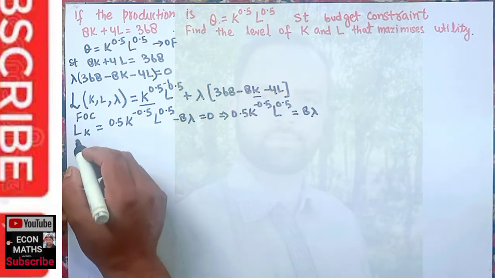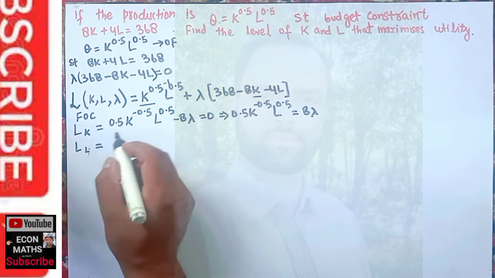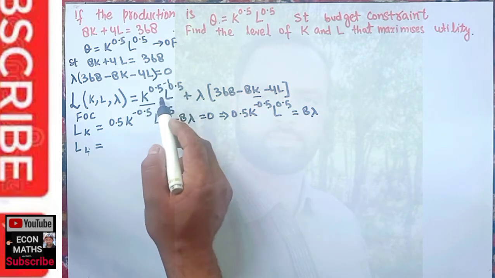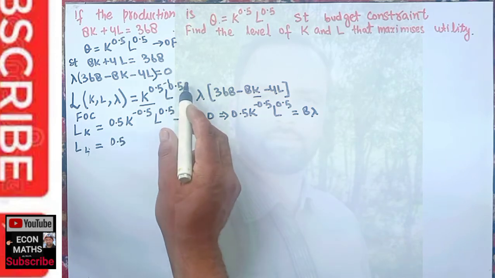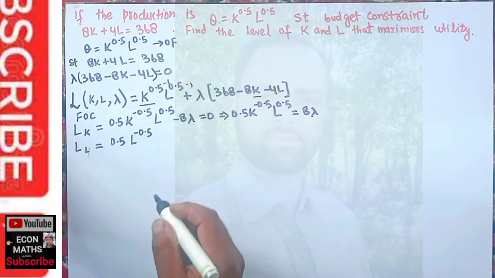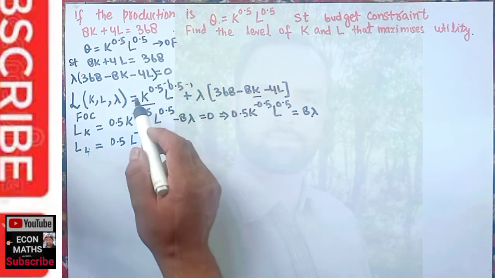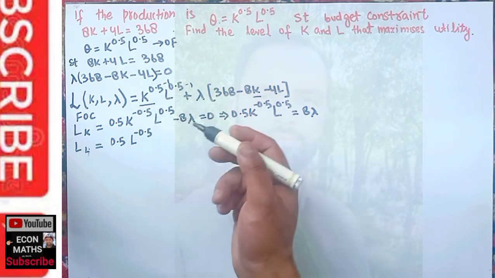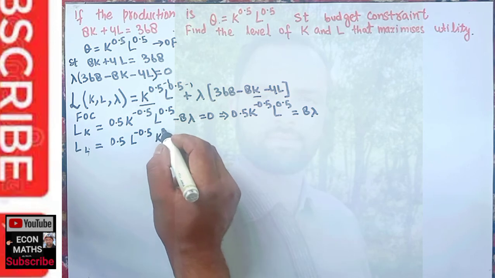Similarly, differentiating partially with respect to L. So we differentiate this Lagrange function with respect to L. Similarly, this 0.5 will become the coefficient, so I will write 0.5. This exponent is subtracted by 1, so this will become L to the power minus 0.5. I have written this term here first because we know that multiplication is commutative, we can write multiplication in any order, and then I write this k to the power 0.5.